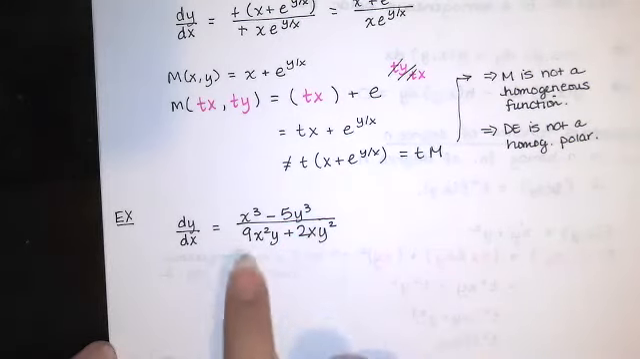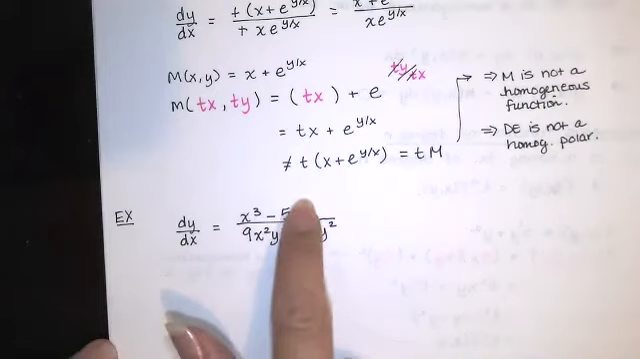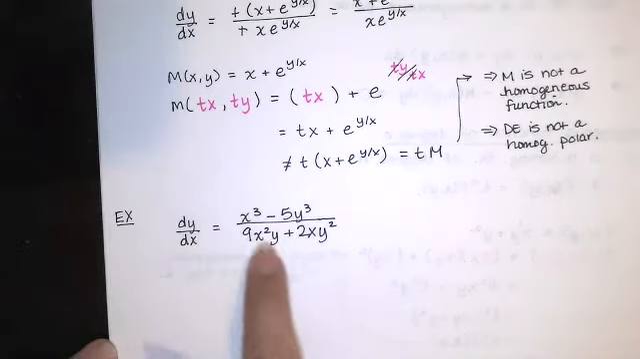Now, this is already written as a function of x and y over a function of x and y. The question is, is this a homogeneous function? And if so, what's the degree? And is this a homogeneous function? And if so, what is the degree?